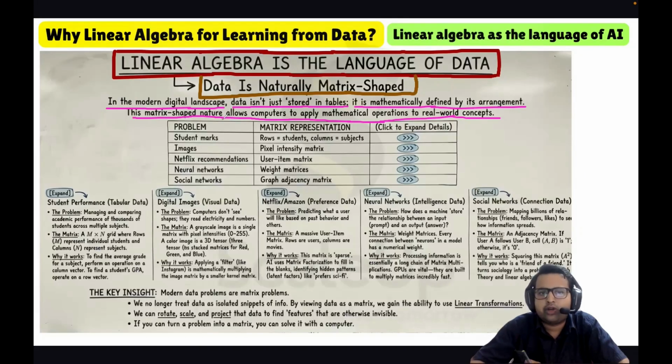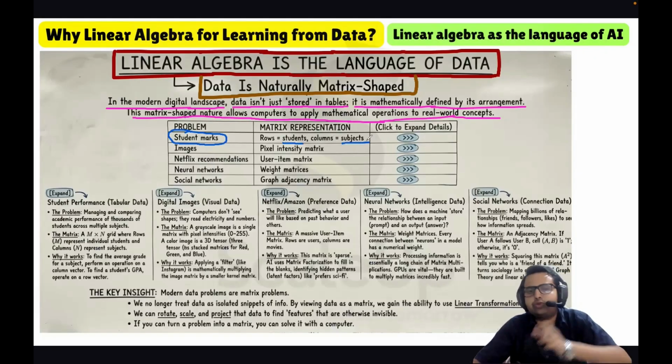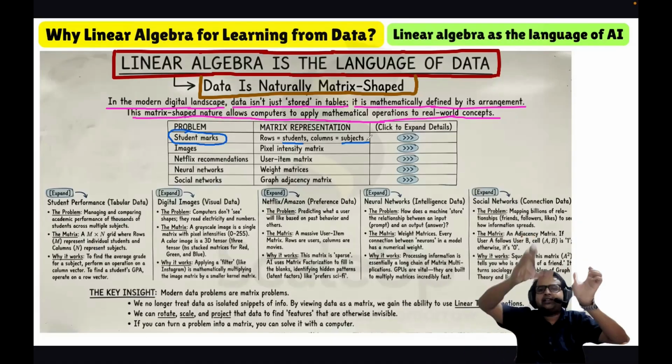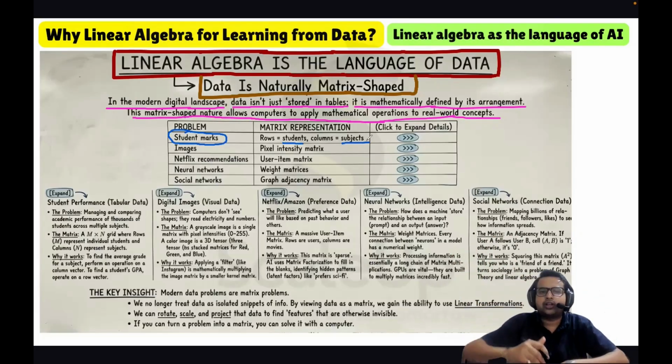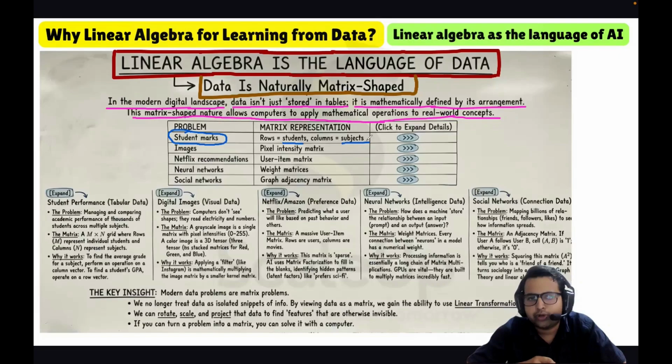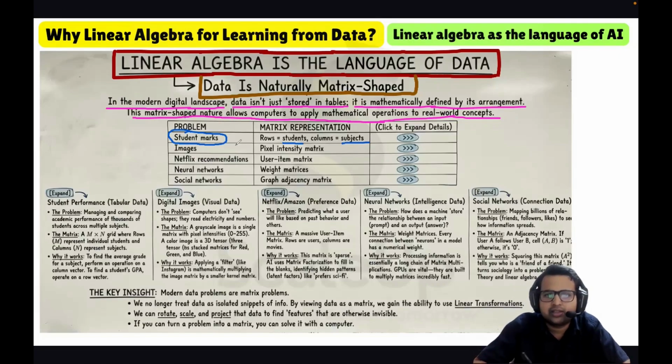If we talk about student marks, we can represent student marks in the form of a matrix. Rows will be the students and columns will be the subjects. Like student 1, maths, physics, chemistry. So columns will be the subjects, subject 1, subject 2, subject 3, and rows will be the students.